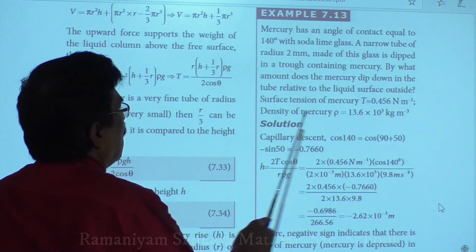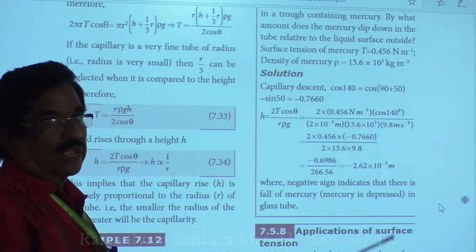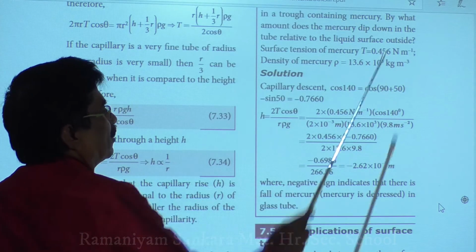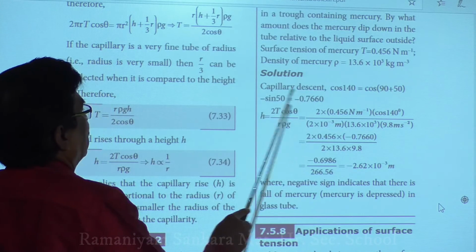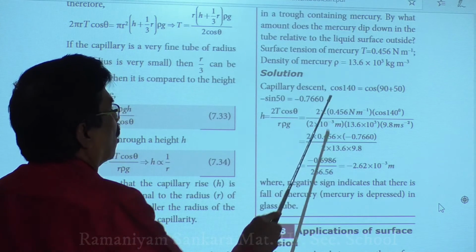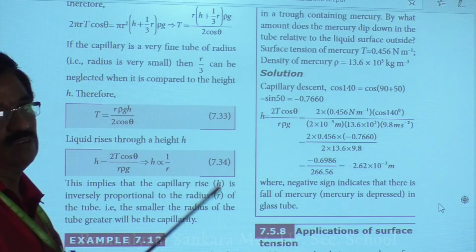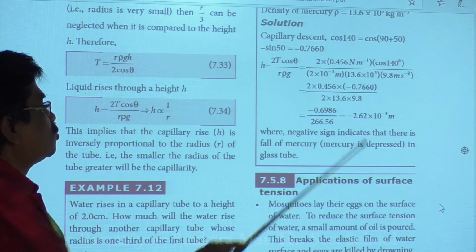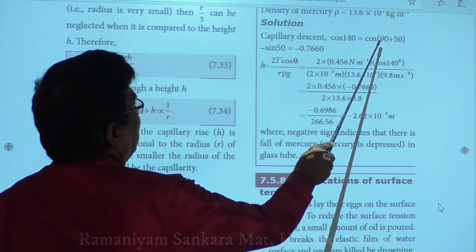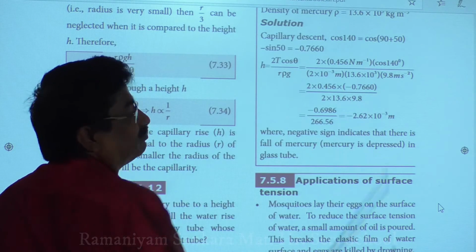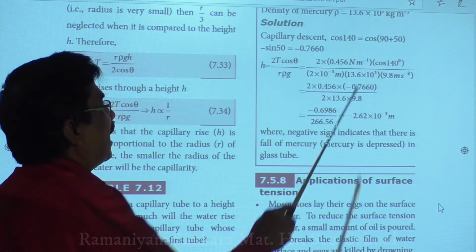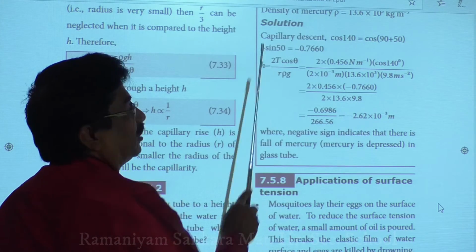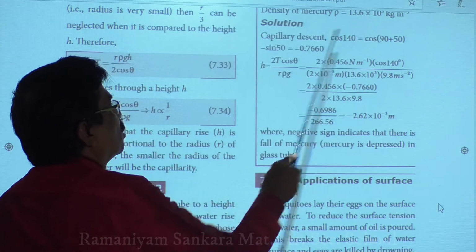Surface tension of mercury is given, memorize it. The density is constant, 13.6 thousand kilogram per meter cube. Capillary descent means coming down. Cos 140, we don't know cos 140, but you can write cos of 180 minus 40, or 90 plus 50. Both are correct. But with 90 plus 50 we get a minus value, minus sin 50, because with 90 the cos changes into sin.